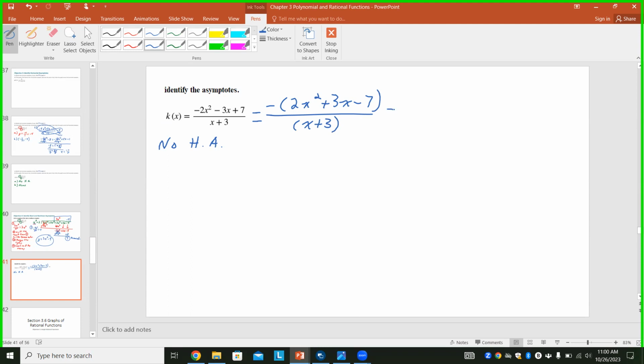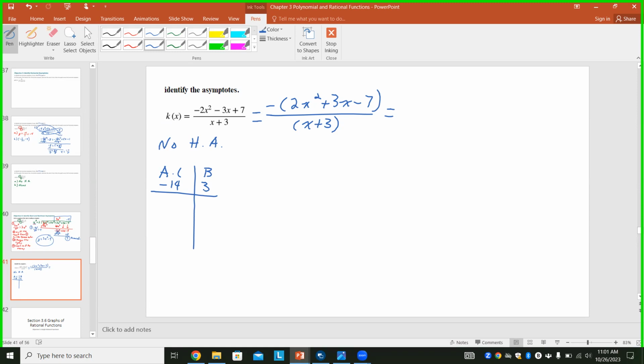And now we have just our normal AC method. I need to do some side work. So 2 times -7 is -14. My B is 3. So what two numbers multiply to -14 but add to 3? I don't think there is. You've got 1 and 14, 2 and 7, but 2 and 7 is the last one. So in this case, it's not factorable any further.